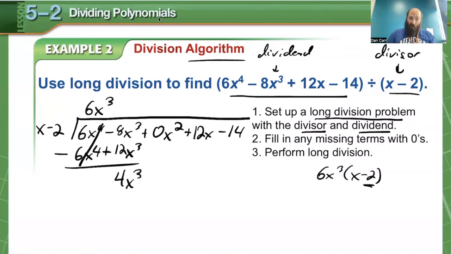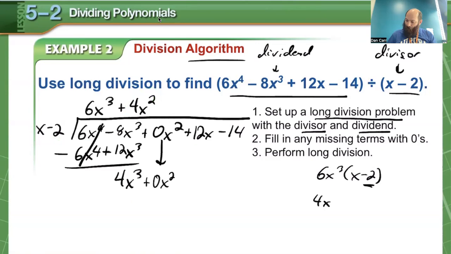Just like the other long division, the next thing will drop down. So I got 0x squared now. The process is going to repeat. If I compare x to 4x to the third, how do I make it look like that, basically? I'm going to do a positive 4x squared. And then again, I'm going to take this and distribute it with x minus 2.